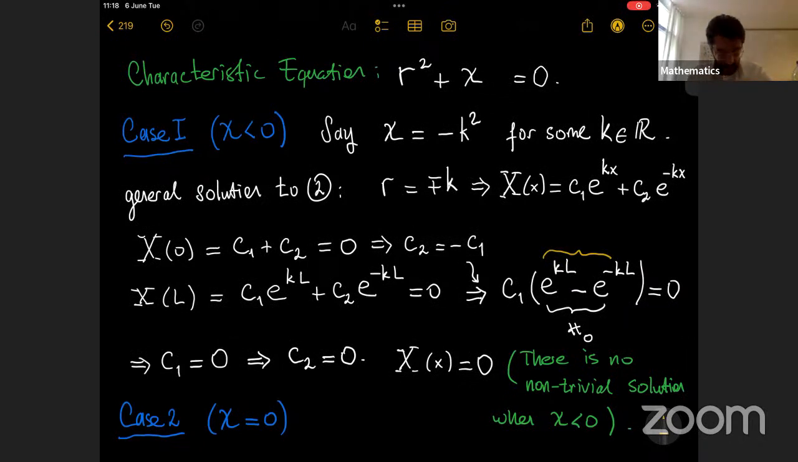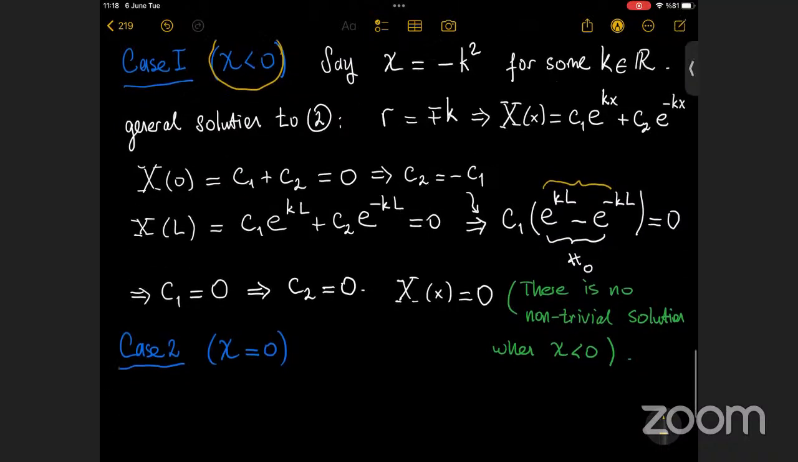K cannot be zero, because if k is equal to zero then lambda is also zero, but we assume that lambda is negative. Okay? So k cannot be zero.